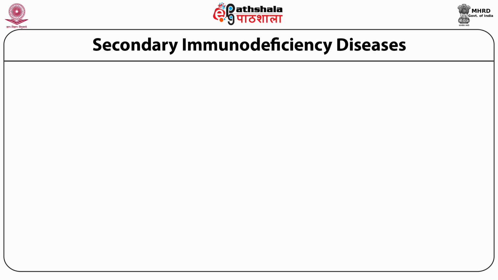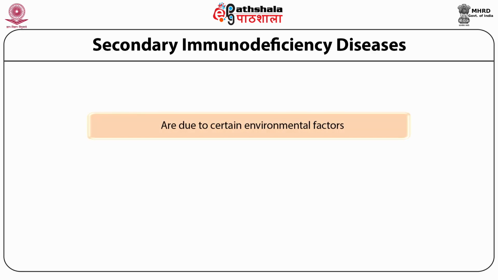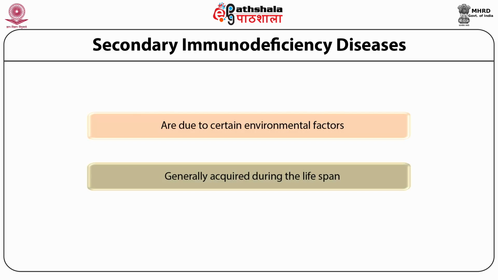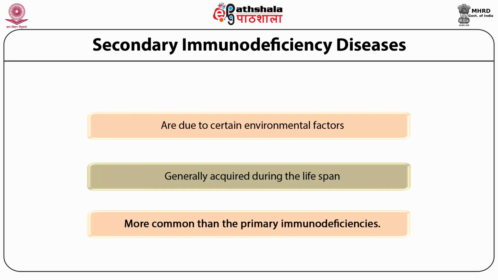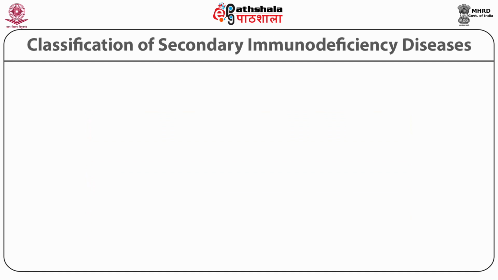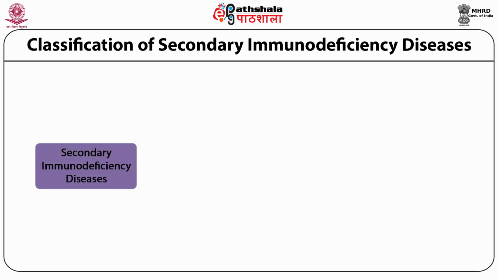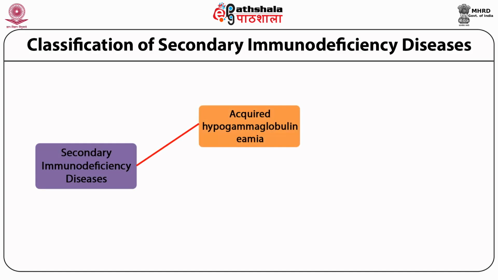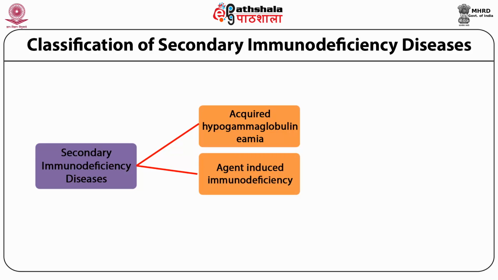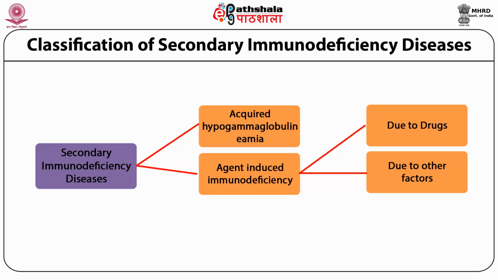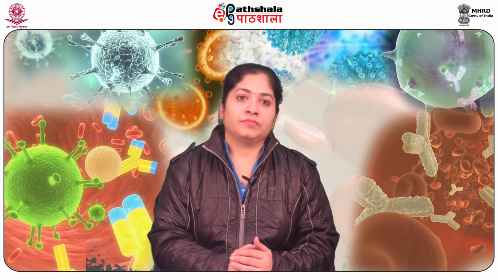Secondary immunodeficiency diseases. Secondary immunodeficiency diseases are those that occur due to certain environmental factors. These are generally acquired during the lifespan and are much more common than the primary immunodeficiencies. The secondary immunodeficiency diseases can be divided into acquired hypogammaglobulinemia or agent-induced immunodeficiency. Further, the agent-induced immunodeficiency could be due to drugs, due to certain other factors, or it could be due to certain biological agents also.